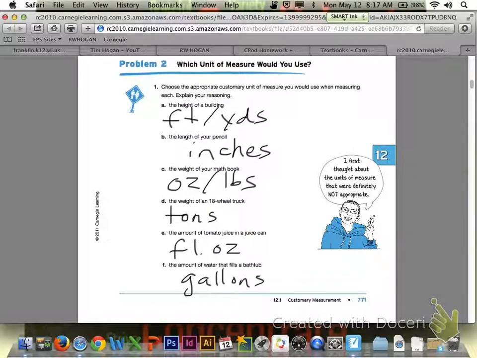Letter D, the weight of an 18-wheel truck, that would be tons. Pounds and ounces would be too small for a truck. Letter E, the amount of tomato juice in a juice can, that would be fluid ounces. The other units of measure for capacity would be too large as far as cups and pints and quarts and gallons. And letter F, the amount of water that fills a bathtub, you would use gallons for that. The fluid ounces, cups, pints, and quarts would be too small, the other units of measure for capacity.